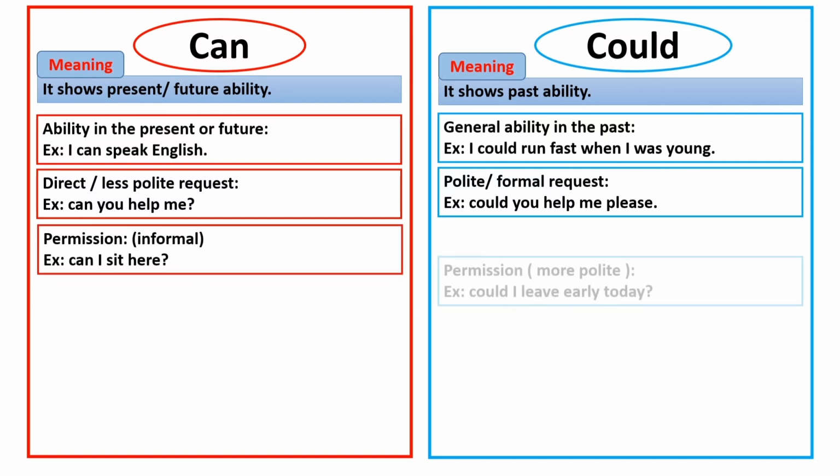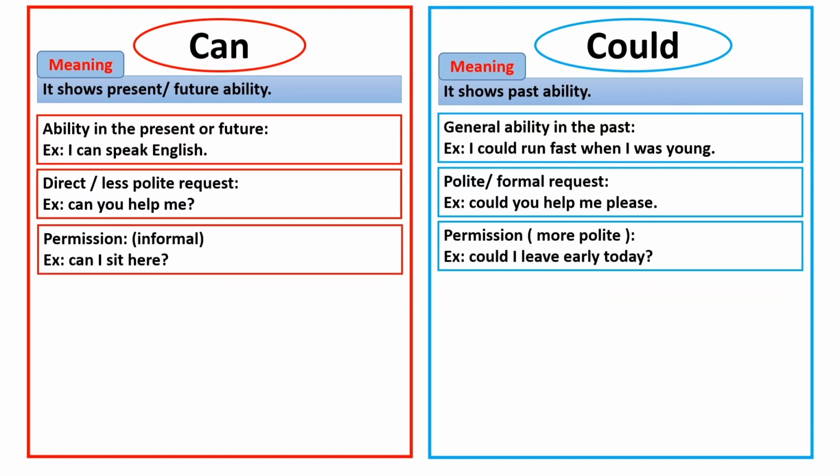So both of them are showing permission. The can shows informal permission when you're asking for permission to do something, like for example, can I sit here? And could does the same but more polite. Could I leave early today? Suppose you're at work and you're asking your boss to let you leave early.